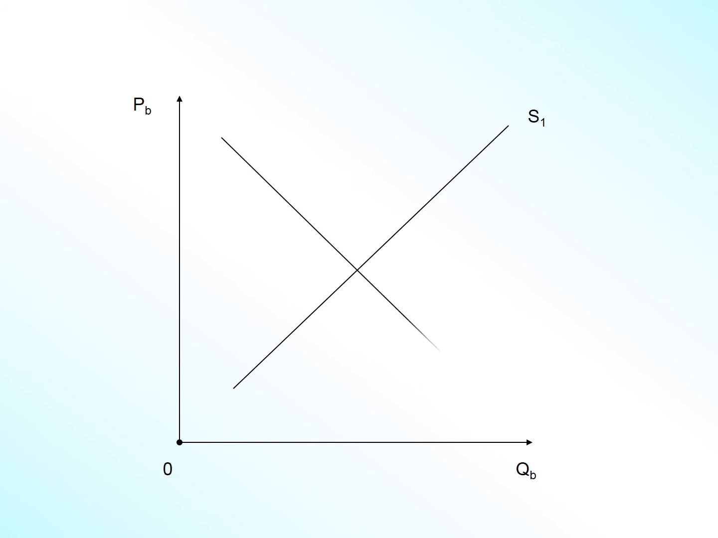Here's the demand for bonds. It has a negative slope. This means there's an inverse relationship between the price of bonds and the quantity of bonds demanded in the open market. Since the market is open, anyone can buy bonds.